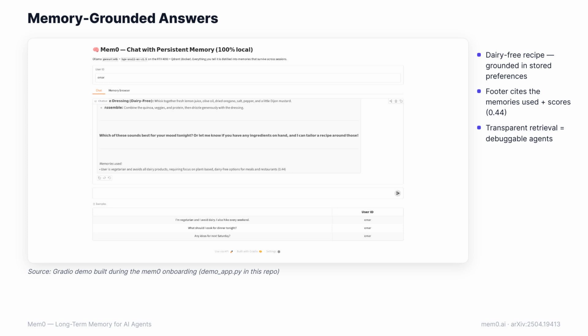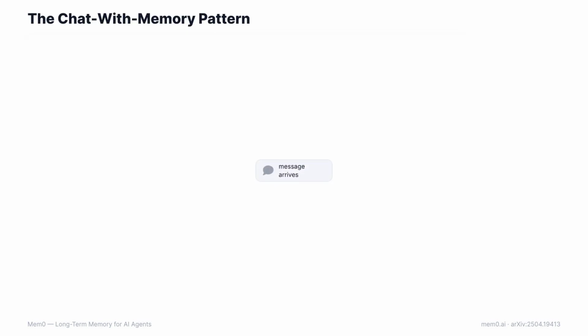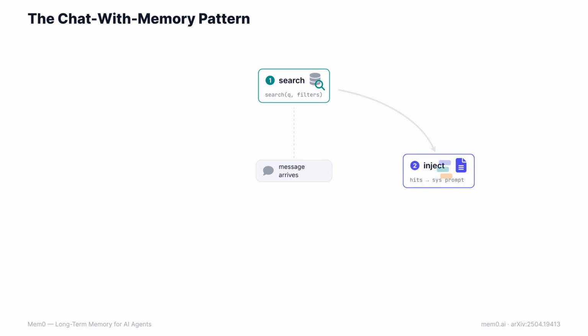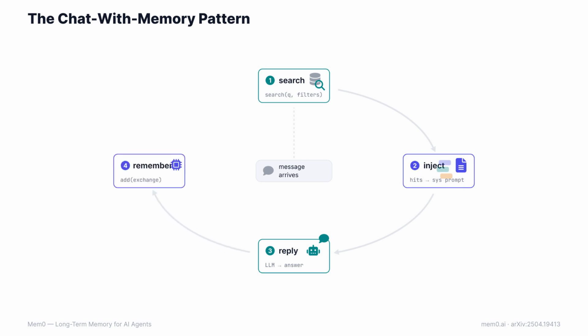That transparency, which memories were used and how strongly, is gold for debugging agent behavior. Every memory-augmented chat reduces to one loop. When a message arrives, search memories for that user. Inject the hits into the system prompt as context. Generate the reply with your LLM. Then add the user and assistant turns back into memory, so the next question benefits. Search, inject, reply, remember. 4 steps you can wrap around any model or framework in an afternoon.